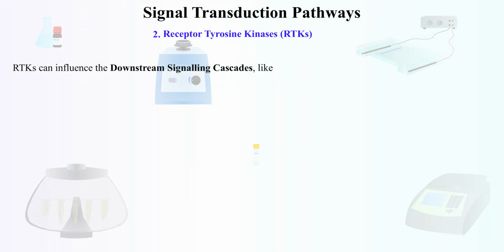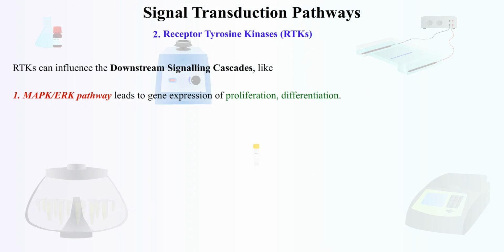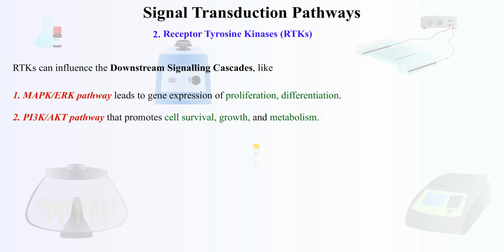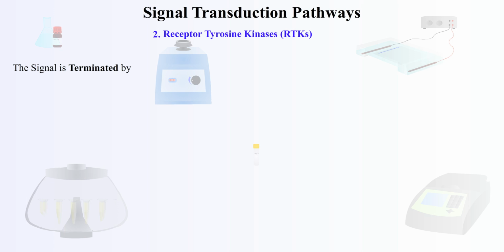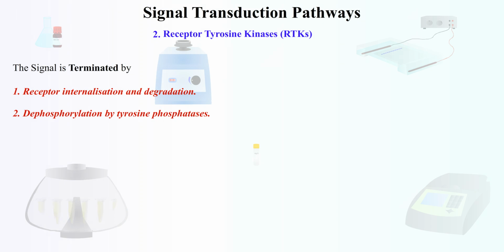RTKs can influence downstream signaling cascades, like the MAPK or ERK pathway, which leads to gene expression for proliferation and differentiation; the PI3K or AKT pathway that promotes cell survival, growth, and metabolism; and the JAK or STAT pathway, which will lead to transcription of target genes. The signal is terminated by receptor internalization and degradation, dephosphorylation by tyrosine phosphatases, and negative feedback loops in downstream pathways.